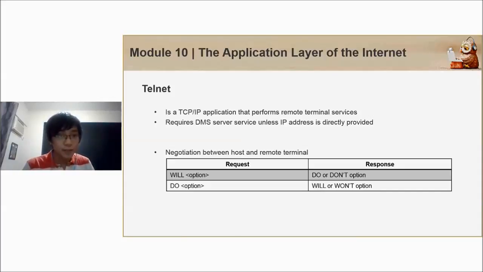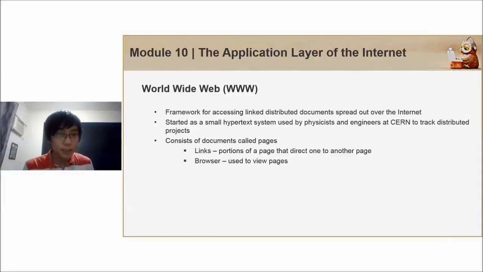Now we move on to Telnet, which is a TCP/IP application that performs remote terminal services. This one similarly requires a DNS service unless the IP address is directly provided. The negotiation between the host and remote terminal here is denoted by the WILL or DO statements. WILL implies that the client side has the capability, such as for echoing; if it has the capability, it will just say WILL. Vice versa, if it doesn't have the capability, it will request the server to do so, which is the DO statement.